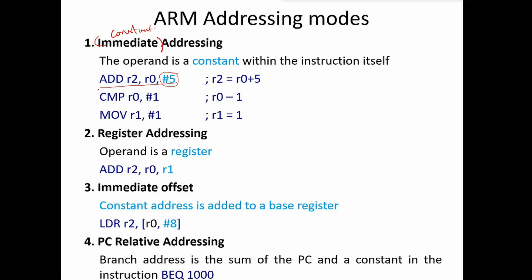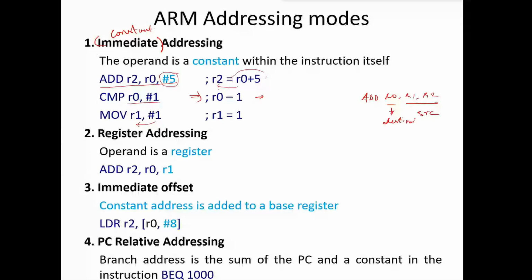Here, clearly, we have add R2, R0, #5. So these two things will be added and the result is placed in R2. And here, compare R0, #1. Internally, subtraction will happen. This and this will be subtracted and accordingly the flags will be affected. Similarly, move R1, 1, so they are moving the data 1 to R1. Always remember in any case, this part will be the source and this part will be the destination operand.